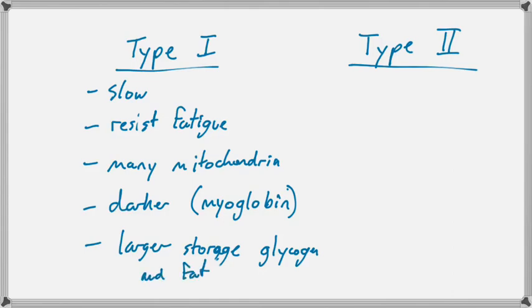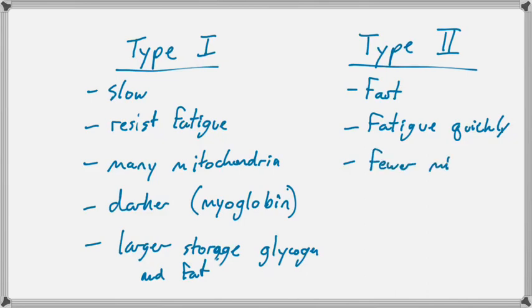Type 2 fibers are in many ways the opposite. These are very fast. These are very strong. They fatigue much easier. They don't have as many mitochondria, so fewer. Probably not as much glycogen and myoglobin stored there. So they tend to have a lighter color because of the lack of those pigments, less blood flow, and probably lower storage.